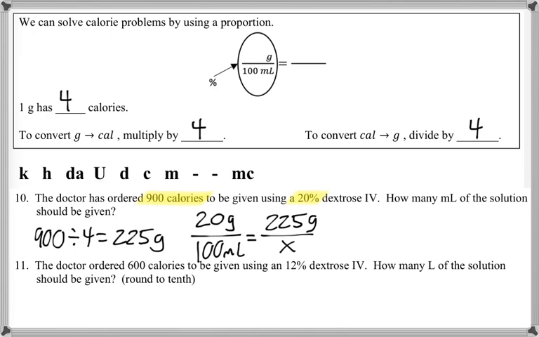So 100 times 225 divided by 20, and my x is equal to 1,125 mLs, and that will be my final answer.